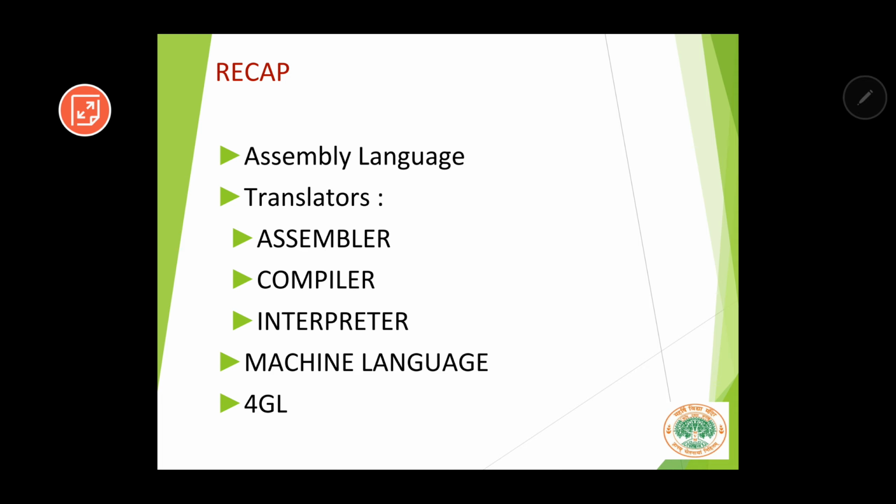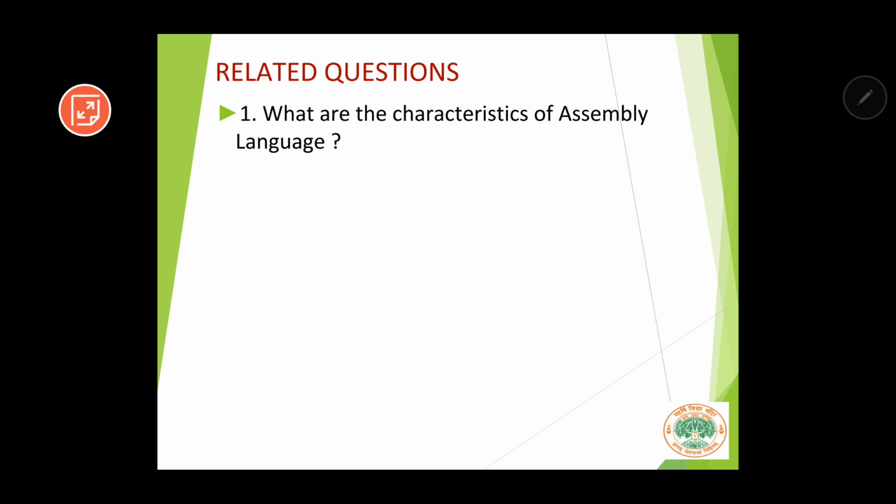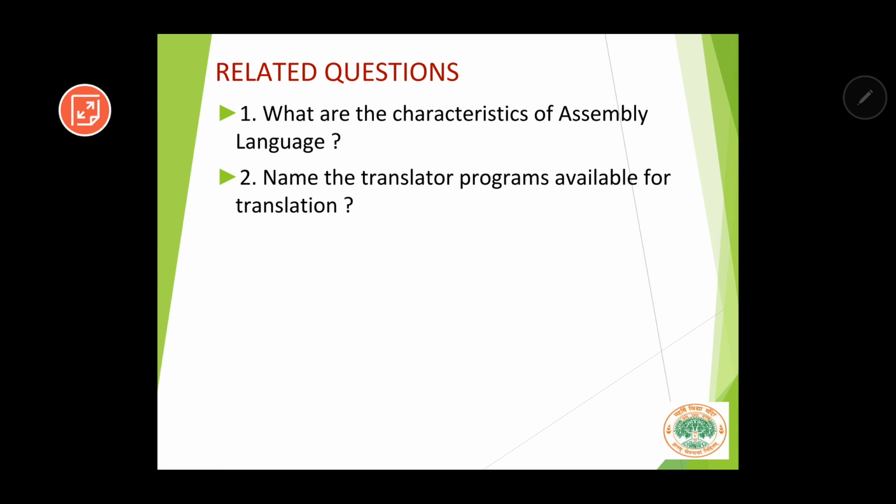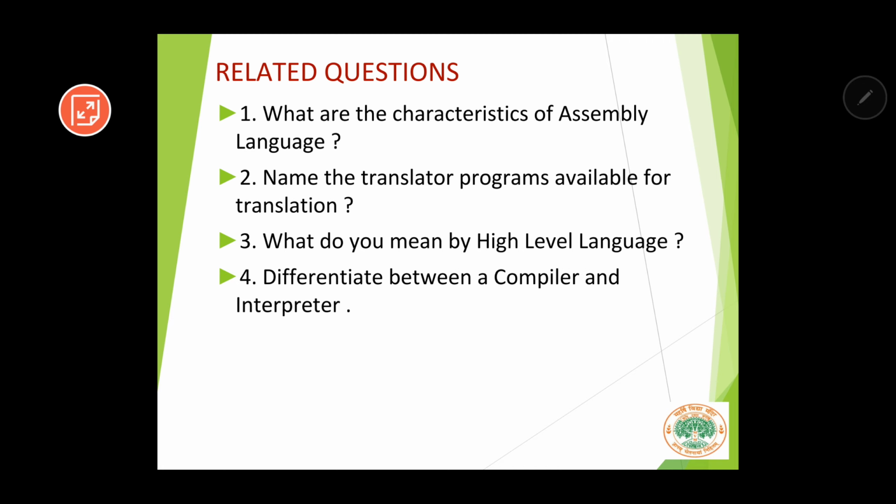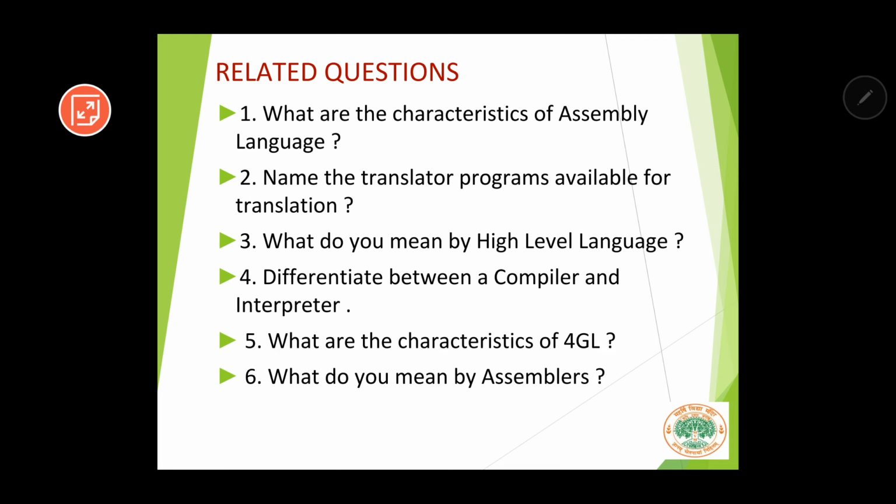Then what are the types of translators? Assemblers, compilers and interpreters. The work of all the translators is the same. They will convert a program into machine language, but the way in which they do it is different. So based on it, you are asked to write the answers of certain questions, which are: what are the characteristics of assembly language? Name the translator programs available for translation. What is meant by high level language? Differentiate between a compiler and interpreter. What are the characteristics of fourth generation language? What do you mean by assemblers?